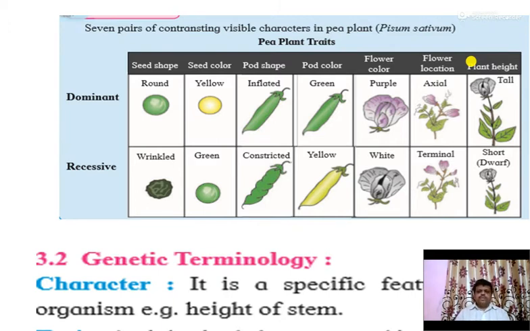Let us see one more thing, that is the factor. It is a unit of heredity, a particle present in an organism which is responsible for the inheritance and expression of the characters from one generation to the next generation, that is from the parents to the offspring. This was first discovered by Mendel in the garden pea plant.